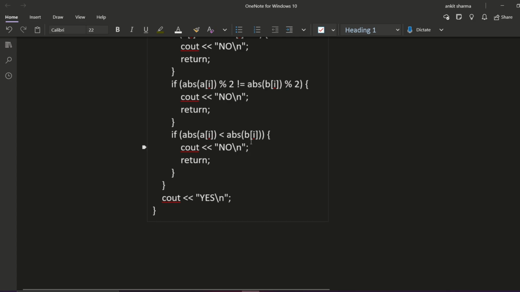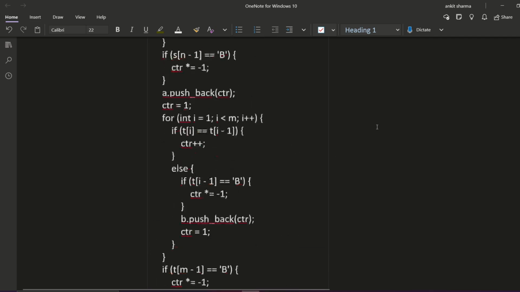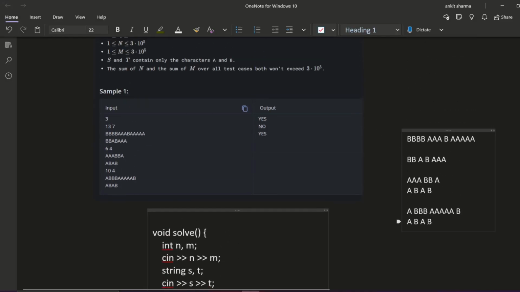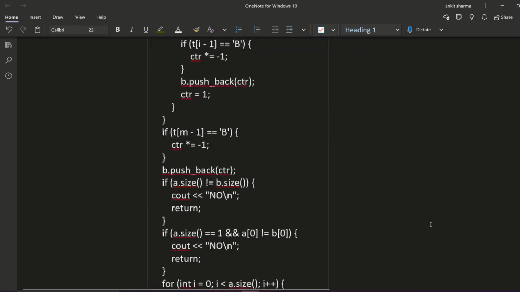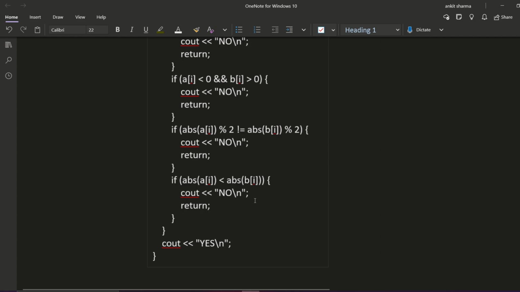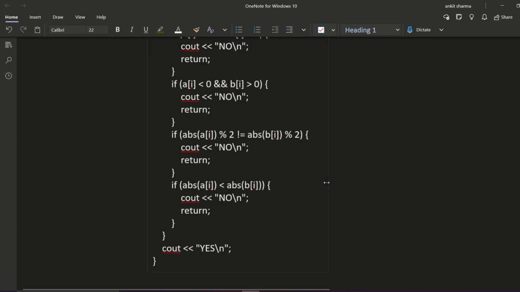Another case is when the size of B is greater than the size of A. This is definitely not going to work, because the lower string is the one after the removals. If after the removal I have a larger element in it, that does not make sense. So again we print no and return out of the solve function. And if all these cases are satisfied, we simply print yes. So that is all we have to do in this problem.